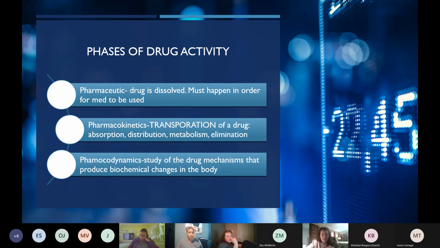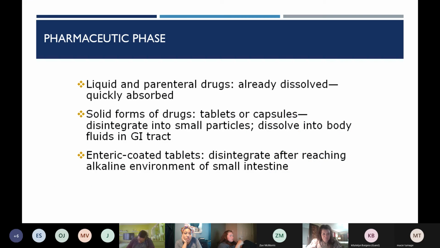And then pharmacodynamics is the study of the drug mechanisms that produce a biochemical change in the body. So that is more how it actually works on the tissues. Do y'all understand the difference between those? Questions before we move on? It'll make a little more sense as we go through. Y'all still good? Okay. Okay, so back to pharmaceutic phase.